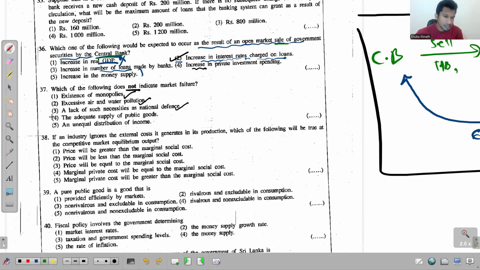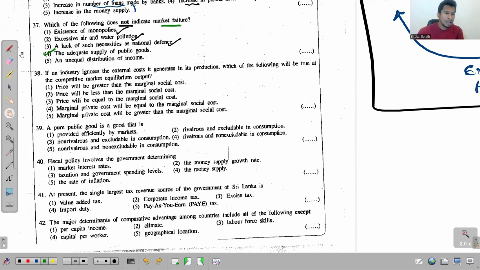So the answer for this question 37 is the fourth one. But the fifth one, we'll go through this as well. An unequal distribution of income, no, disparity in income distribution is an example for market failure. So for this question 37, fourth one is the answer. Right, look at this question 38. It says, if an industry ignores external cost it generates in its production, which of the following will be true at the competitive market equilibrium output?